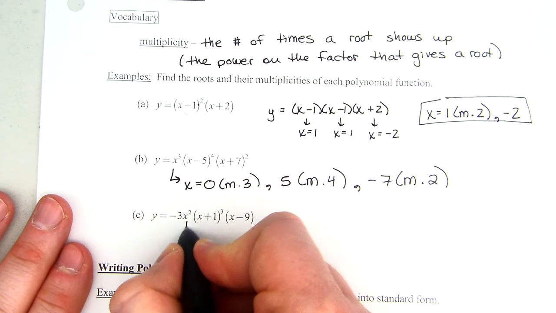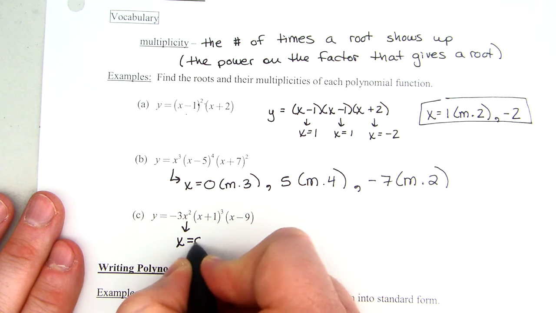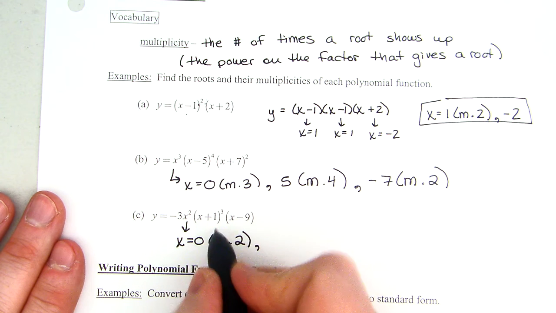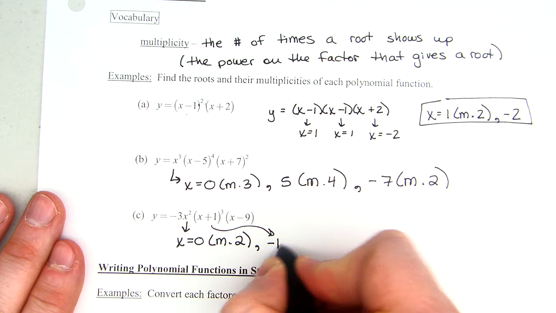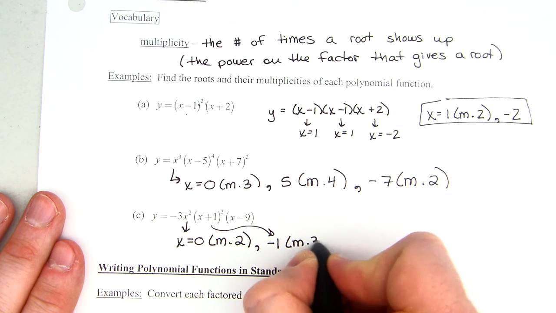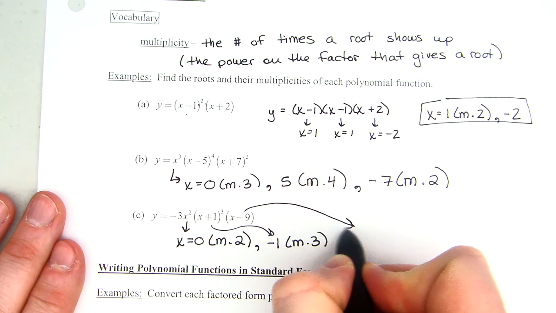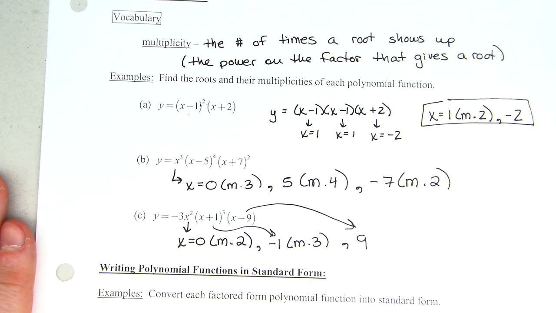Okay, well, the x squared, I don't care about the negative 3. The negative 3 won't affect anything, but the x squared itself will give me 0 with a multiplicity of 2. X plus 1 cubed is going to give me negative 1 with a multiplicity of 3. X minus 9 is going to give me 9 with a multiplicity of 1.